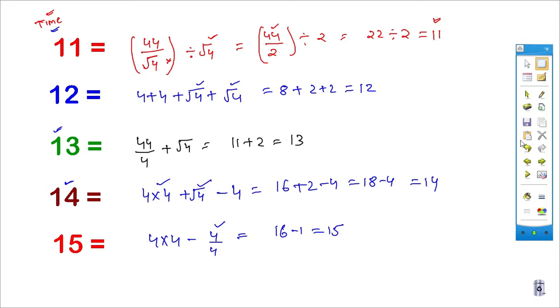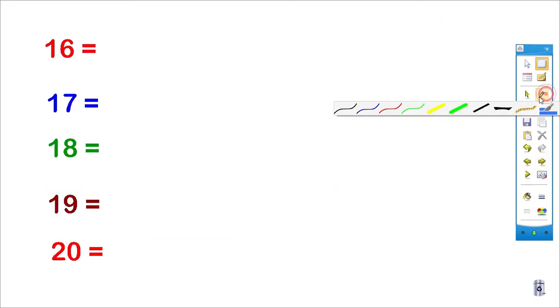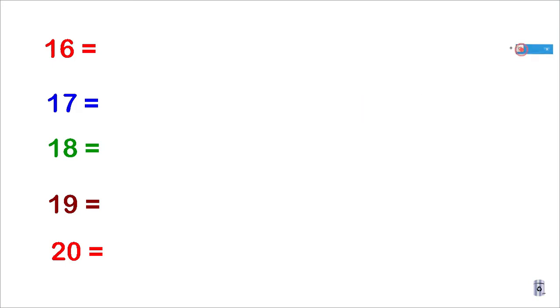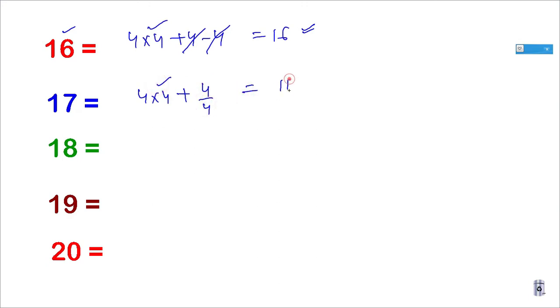Let's talk about the last part, because I will do up to 20th only. Let's talk about the 16th one, and the 16th one is again easy. What do we have to do? 4 into 4, 16, plus 4 minus 4. 4 into 4, agree, 16, and these two will be cancelled out, so the answer is 16 only. If I talk about the 17th one, again this is 4 into 4, 16, plus 4 by 4, that is 16 plus 1, that is 17.